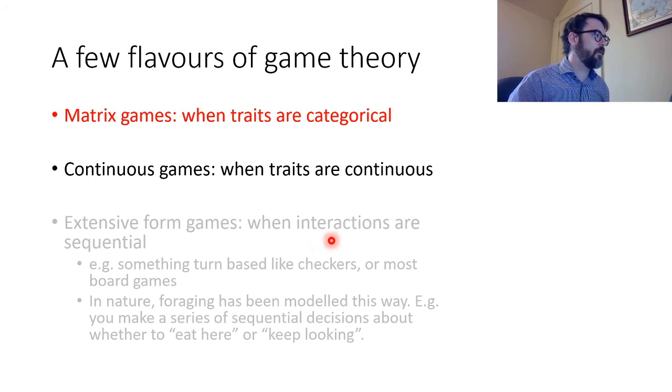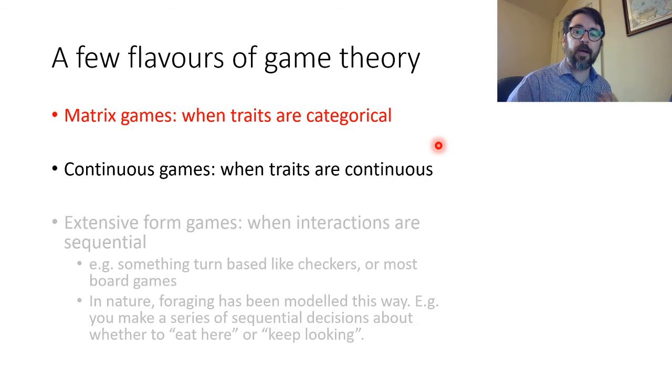Okay, so in the previous video, I gave you some definitions that are important in evolutionary game theory and sort of explained the analogy between classical games and evolution by natural selection. In this video, I want to go through examples of matrix games and how to solve them. And these are useful when traits are categorical.